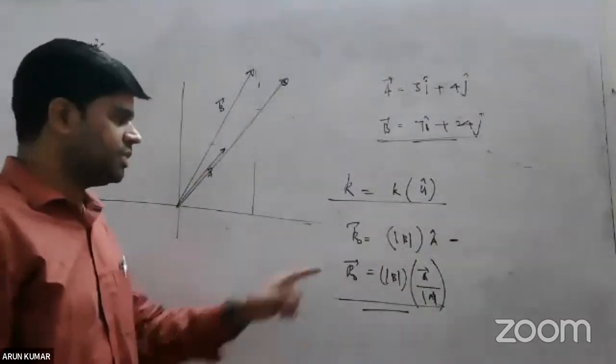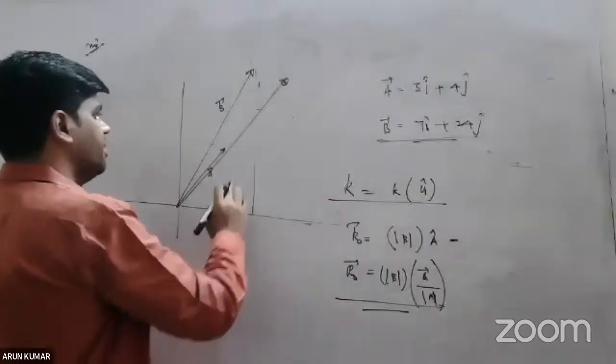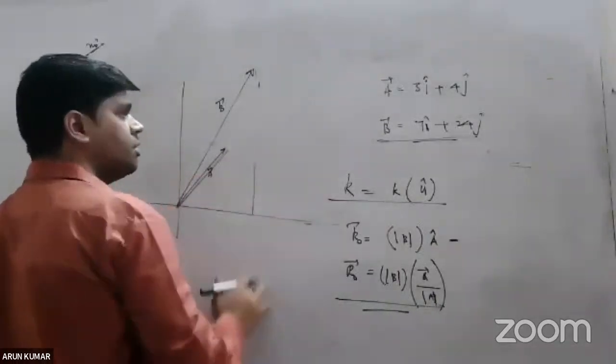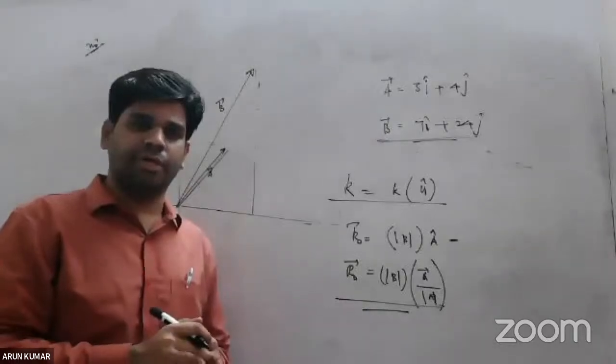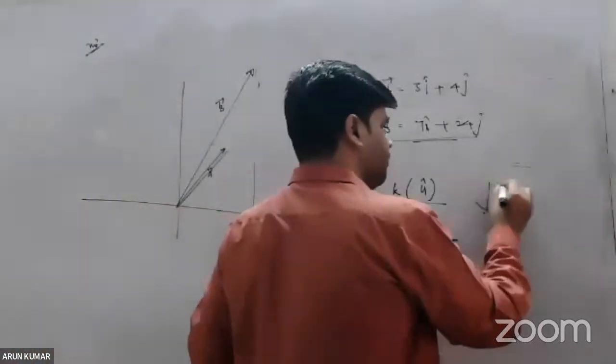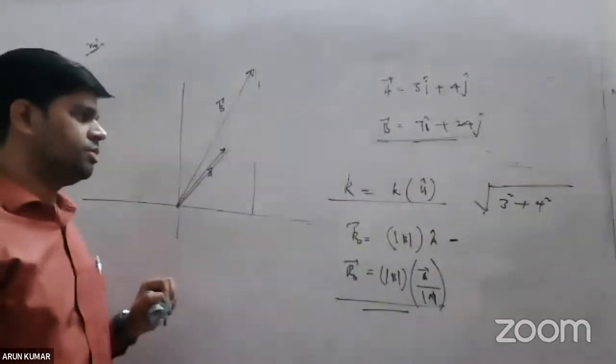Okay, now let's find out the value of that. What is mod b? మోడ్ బి ఎంత చెప్పండి? 25 వస్తుంది సార్. అది స్క్వేర్ వస్తుంది. Root of that is the answer. Mod b is root of 3 square plus 4 square. Correct? 5 వస్తుంది. Yes, sir.